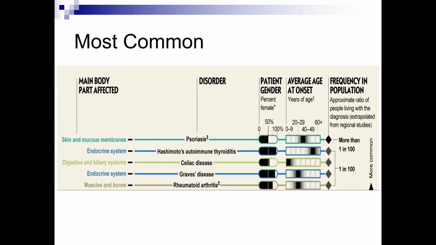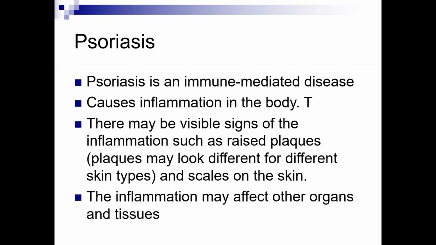So we'll go through some of the most common. They're more than 1 in 100. So we have psoriasis. So psoriasis is an immune-mediated disease. What that means is it's a disease with an unclear cause that is characterized by the dysfunction of the immune system that causes inflammation in the body. So what happens is you may see these visible signs of inflammation, such as raised plaques.